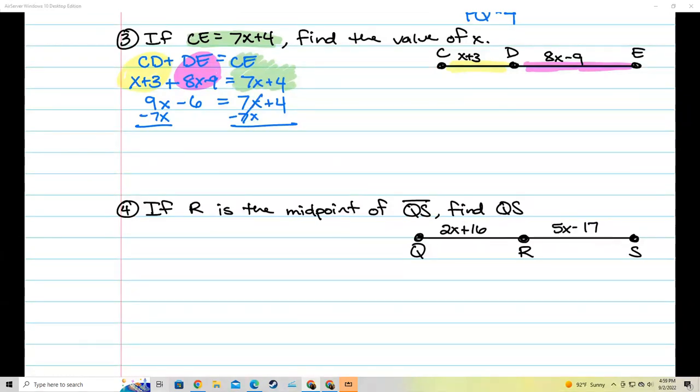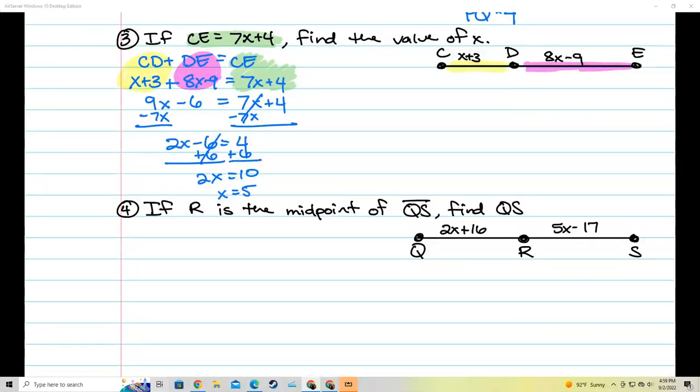These are going to cancel. I get 2x minus 6 is equal to 4. I'm going to get rid of that minus 6 with a plus 6. I get 2x equals 10. And then you're going to divide both sides by the coefficient. So I'm going to divide both sides by 2. I get x equals 5.